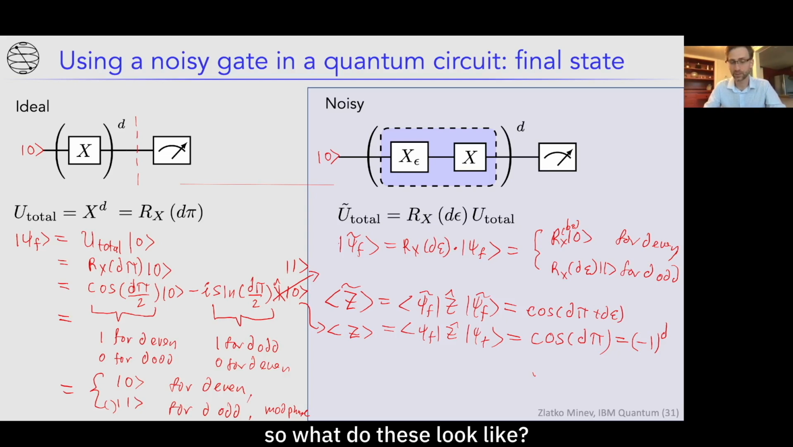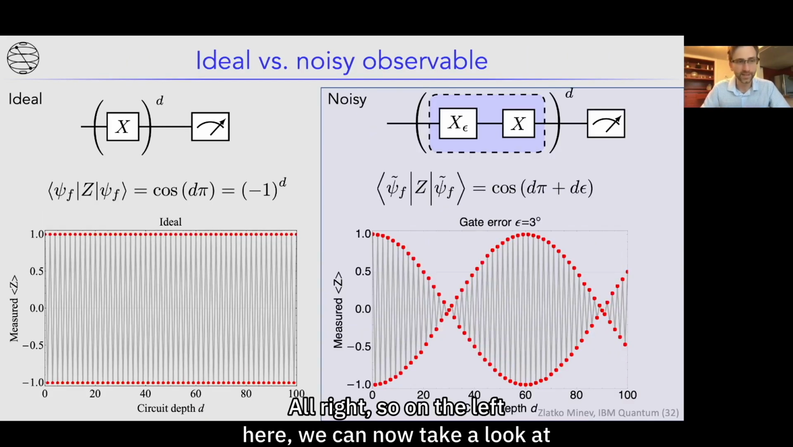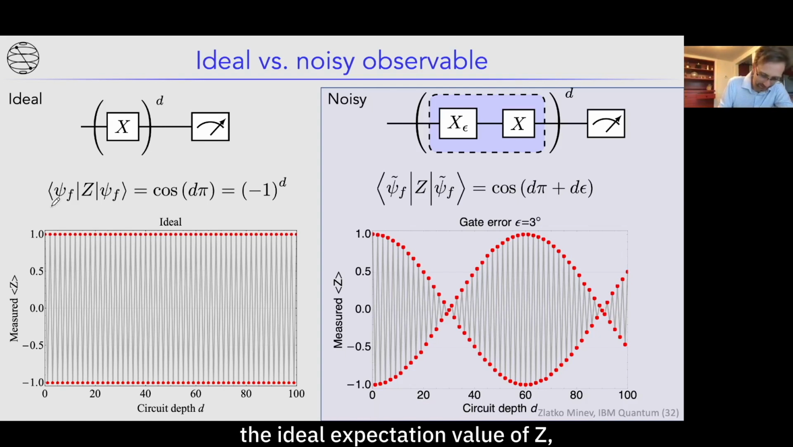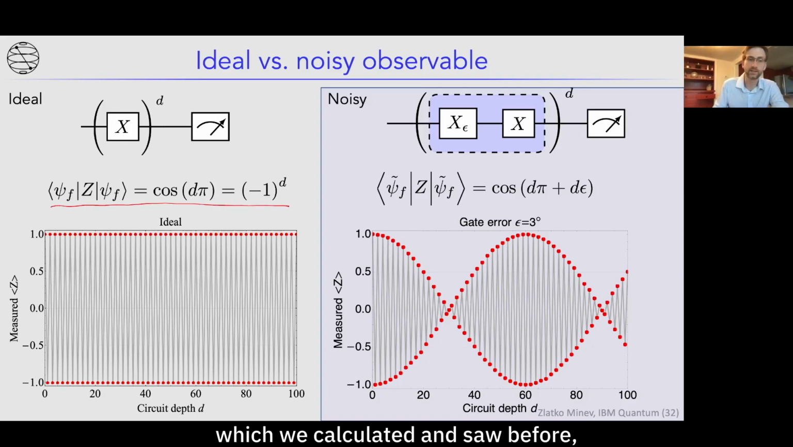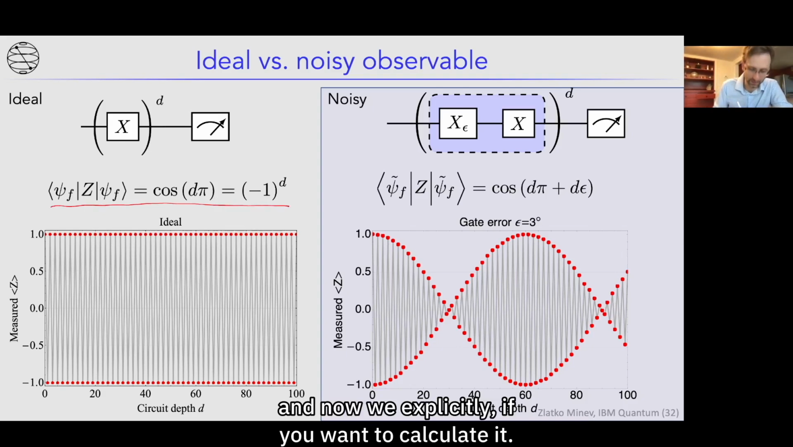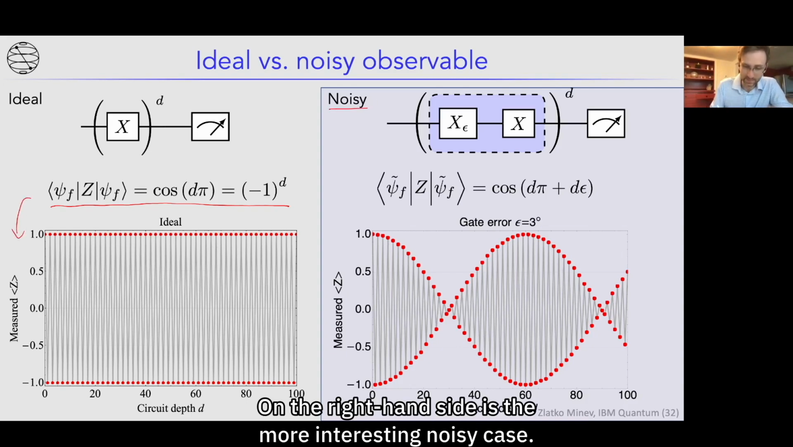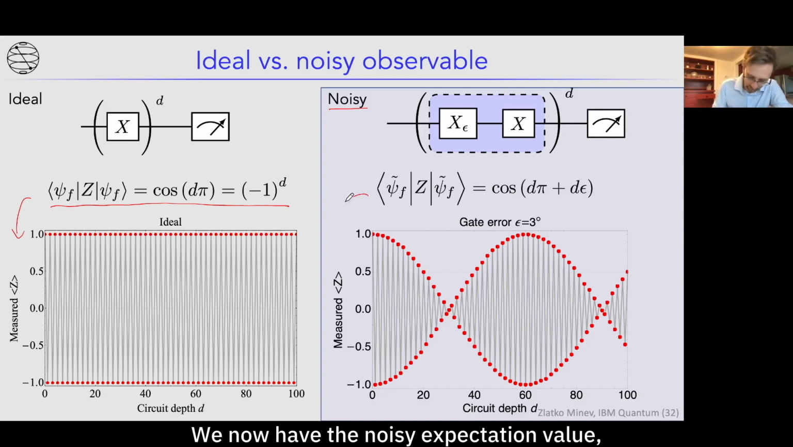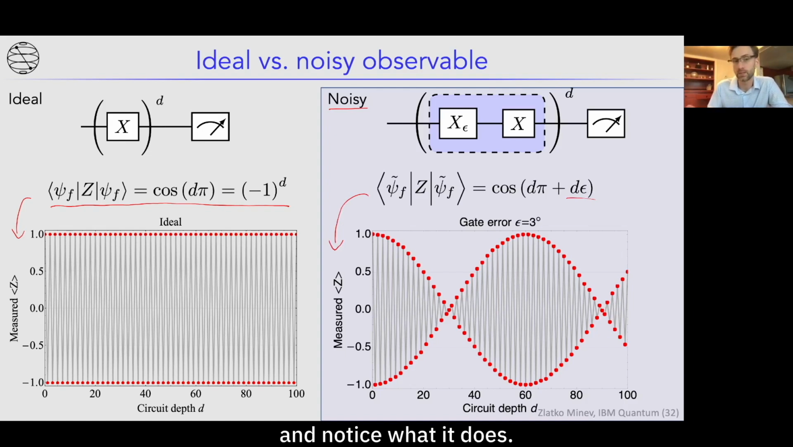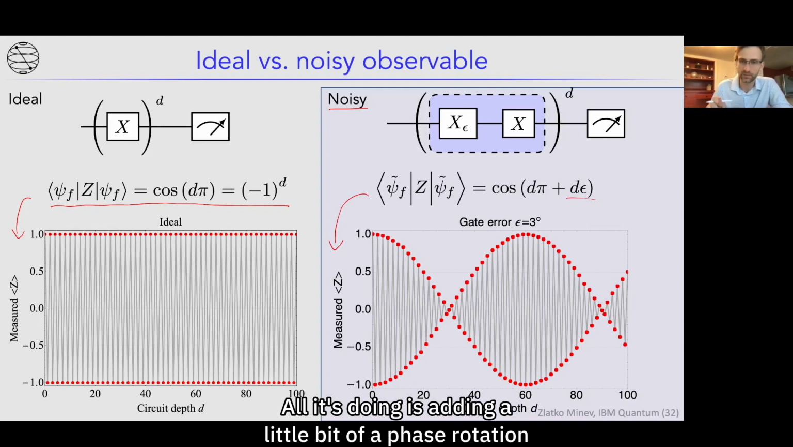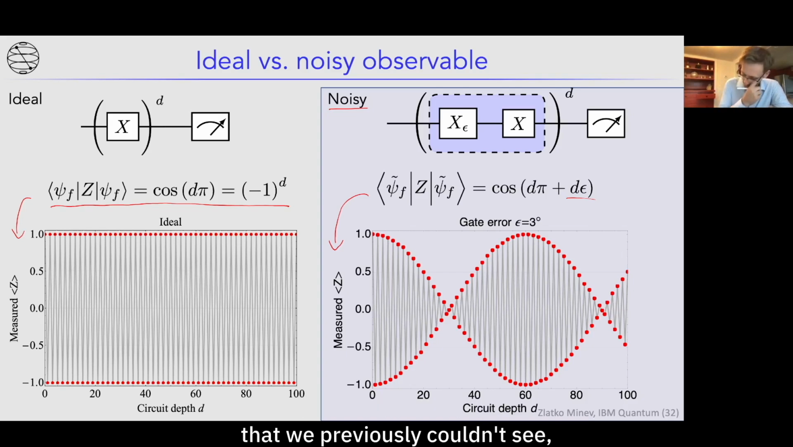So, what do these look like? All right, so on the left here, we can now take a look at the ideal expectation value of z, which we calculated and saw before. Now we explicitly, if you want, calculate it. On the right-hand side is the more interesting noisy case. We now have the noisy expectation value, which has this extra angle d epsilon. And notice what it does. All it's doing is adding a little bit of a phase rotation that we previously couldn't see.